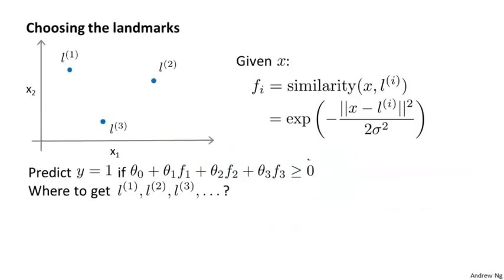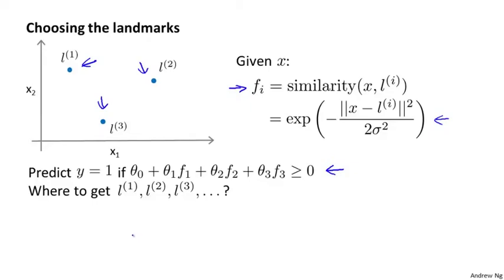In the last video, I talked about the process of picking a few landmarks, L1, L2, L3, and that allowed us to define the similarity function, also called a kernel, or in this example, a Gaussian kernel, and that allowed us to build this form of a hypothesis function. But where do we get these landmarks from? Where do we get L1, L2, L3 from? And it seems also that for complex learning problems, maybe we want a lot more landmarks than just 3 of them that we might choose by hand.